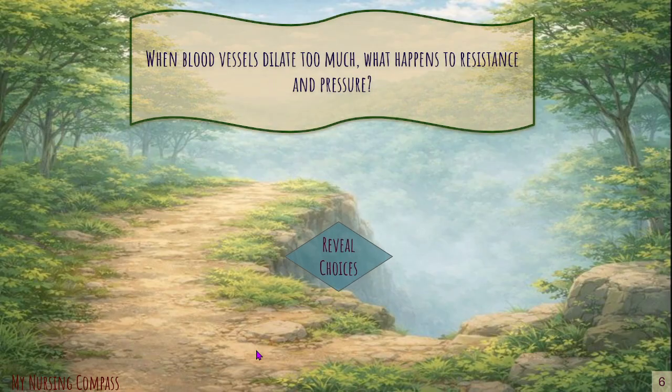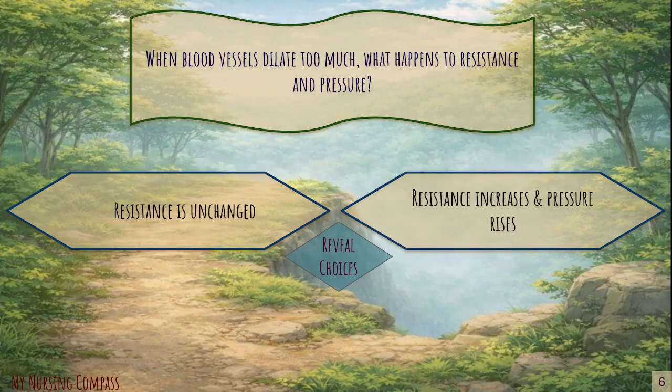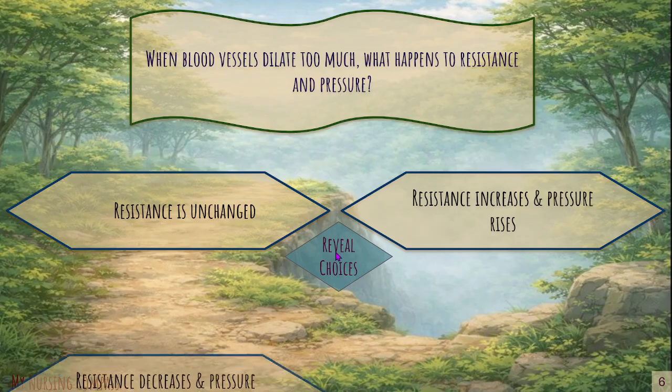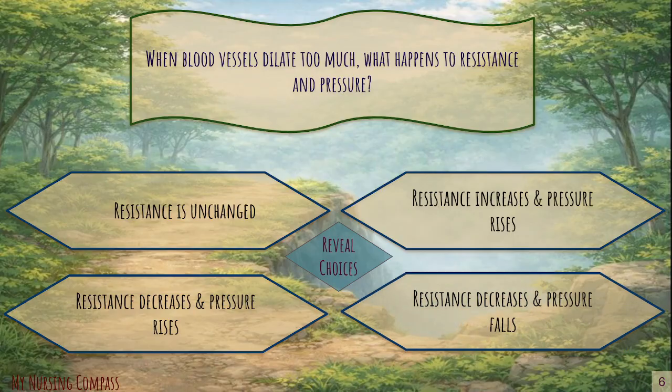When blood vessels dilate too much, what happens to resistance and pressure? Resistance is unchanged. Resistance increases and pressure rises. Resistance decreases and pressure rises. Resistance decreases and pressure falls. So think about your blood vessels. When they dilate too much, what happens?